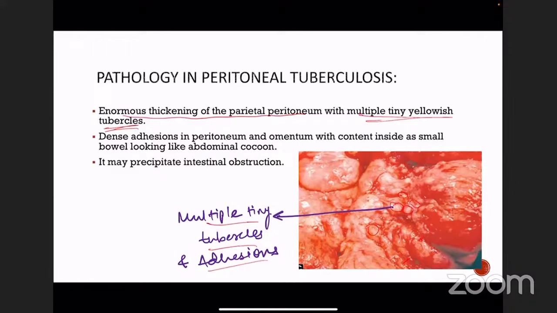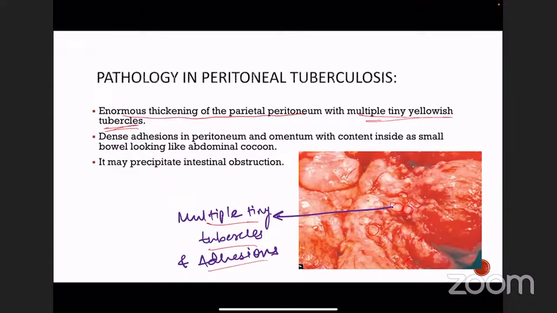Due to adhesions between the omentum, peritoneum, and bowel, it will make a single structure, a single bagged cake-like appearance. It is known as an abdominal cocoon. Here you cannot appreciate things differently. In this picture, you can't appreciate things differently. That is an abdominal cocoon.